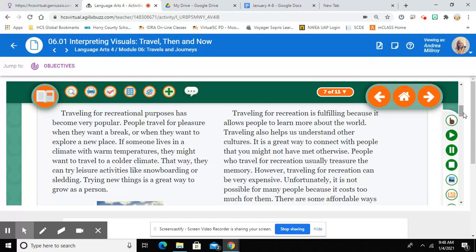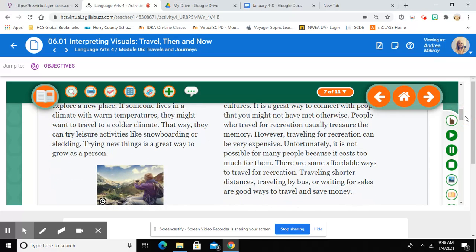There are some affordable ways to travel for recreation. Traveling shorter distances, traveling by bus, and waiting for sales are good ways to travel and save money.